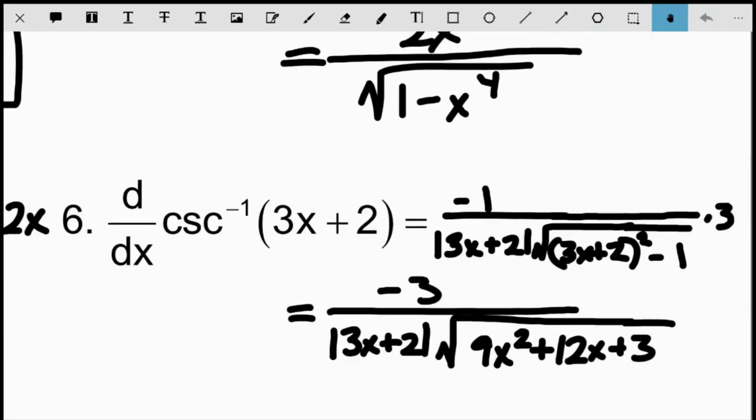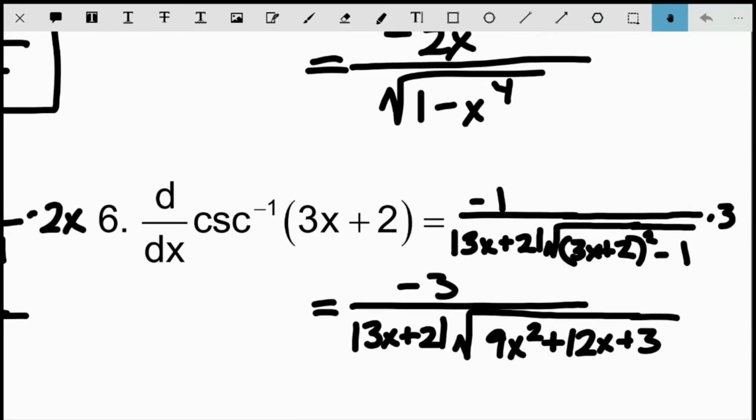All right, similar type of question here, we have inverse cosecant. So it's -1 over the absolute value of u times the square root of u squared minus 1, times du/dx. And this one, there's not really a lot of simplifying to be done, so it's pretty straightforward.